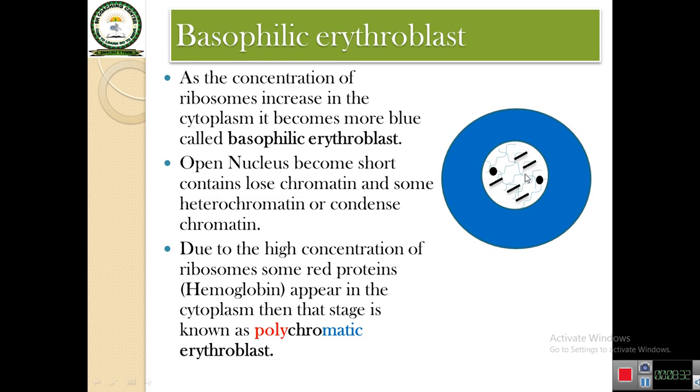Due to the high concentration of ribosomes, some red proteins, meaning hemoglobin, appear in the cytoplasm. When the concentration of ribosomes increases in the cytoplasm, some red proteins, meaning hemoglobin, are produced and appear in the cytoplasm. Then the stage is known as a polychromatic erythroblast. When some red proteins are produced in the cytoplasm, that stage is known as polychromatic erythroblast.